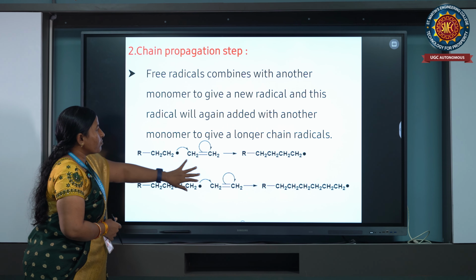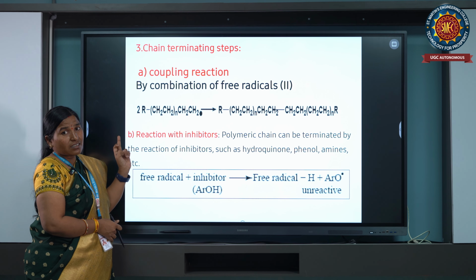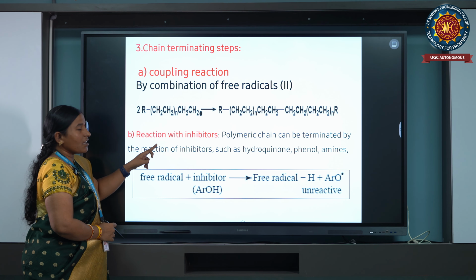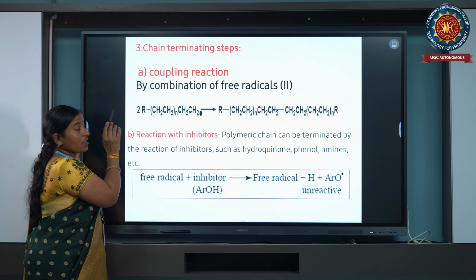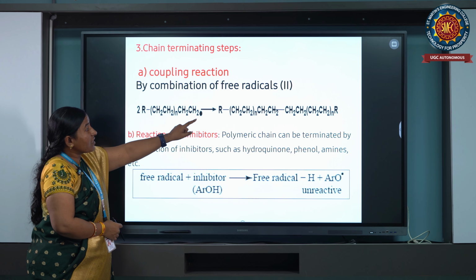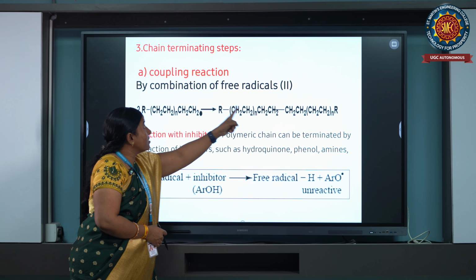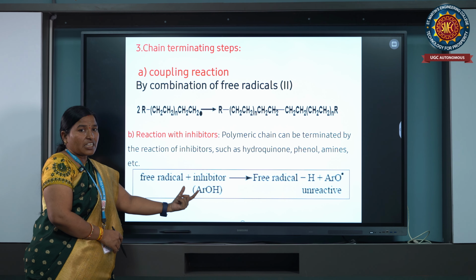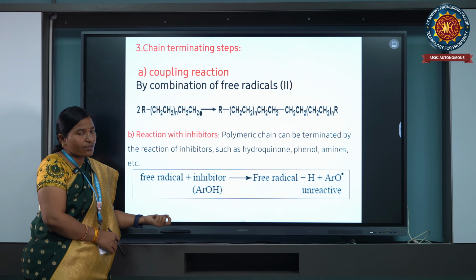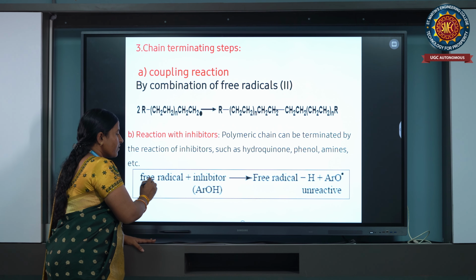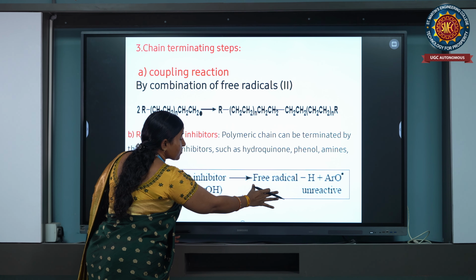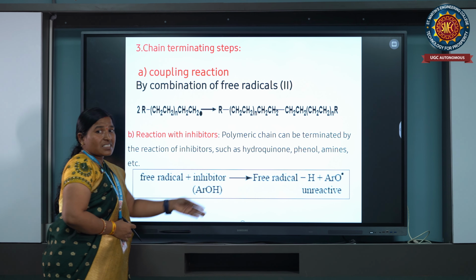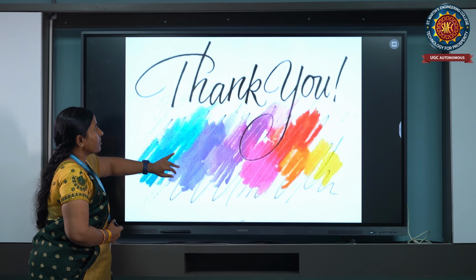polymer. To stop the reaction, we go to the chain termination step. Two steps are given: coupling reaction and reaction with inhibitors. By combination of the free radicals, you get the long chain polymer. This is called a coupling reaction. The other is the inhibitor, where we use benzene or phenol. The free radical takes hydrogen from benzene or phenol and forms a bond, and the resulting radical is unreactive, so we can remove it from the polymer.